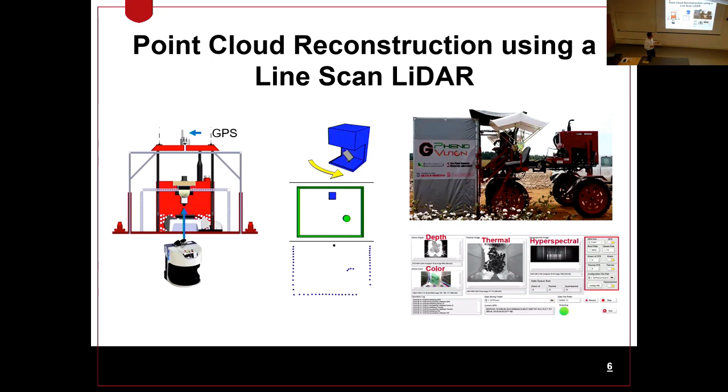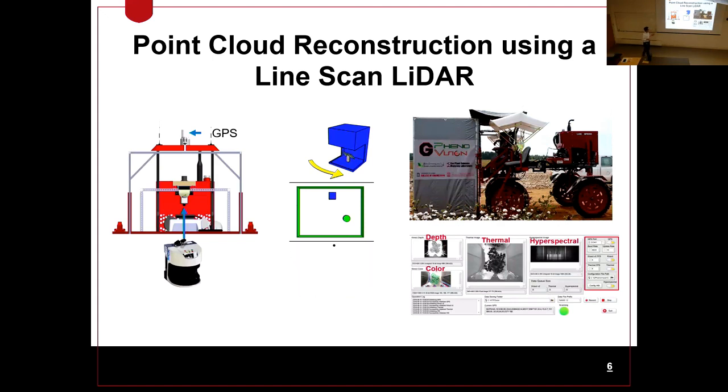For this tractor platform, we developed an enclosure, and inside we installed many different types of sensors. First, we have the depth RGBD camera. We have the color camera. Also, we have thermal and hyperspectral cameras and LiDAR. We have these sensors.